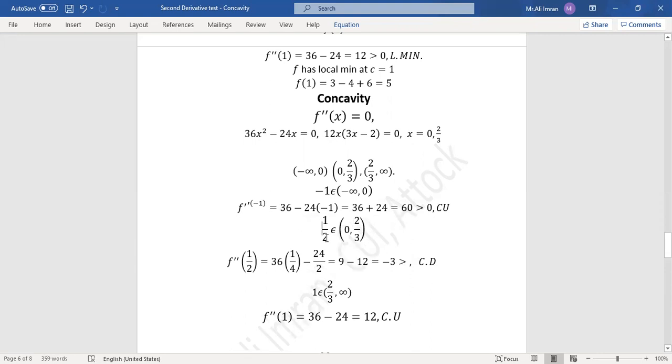Now we will take a test value from the second interval, 1 by 2, from the interval 0 to 2 by 3, and we put it in the second derivative. f double prime of 1 by 2 is equal to 36 times 1 by 4 minus 24 divided by 2, which is equal to 9 minus 12, which is equal to minus 3, which is less than 0, which means the function is concave downward in this interval. Now we will check a test value from the third interval. We have taken 1 from the interval 2 by 3 to infinity, and f double prime of 1 is equal to 36 minus 24, which is equal to 12. This means that the graph of the function in this interval will be concave upward.